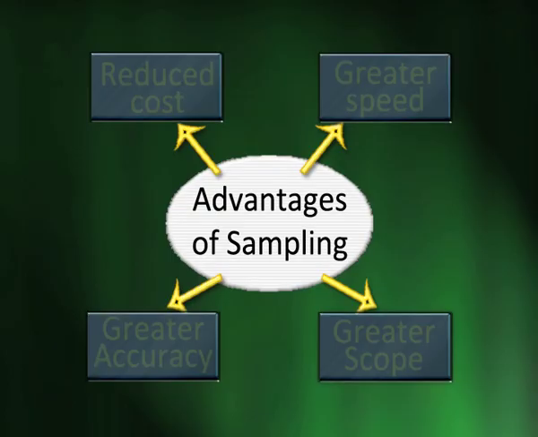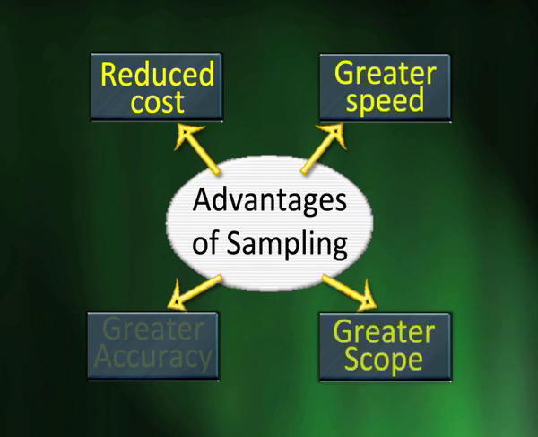The question arises, why do we go for sampling and why don't we do the complete enumeration? There are some principal advantages of sampling methods over the complete enumeration. The first is reduced cost, then greater speed, greater scope and greater accuracy.